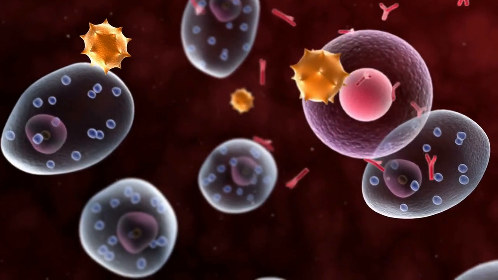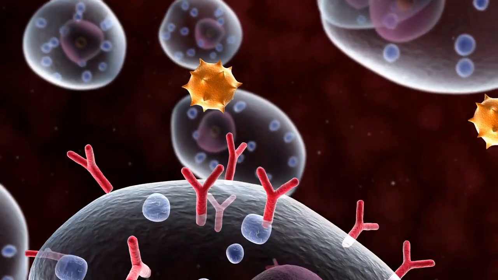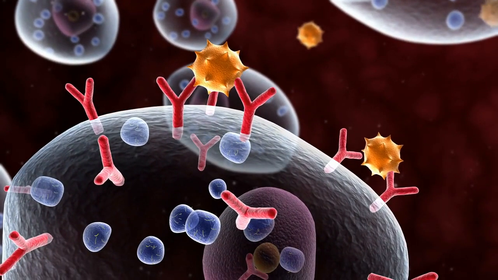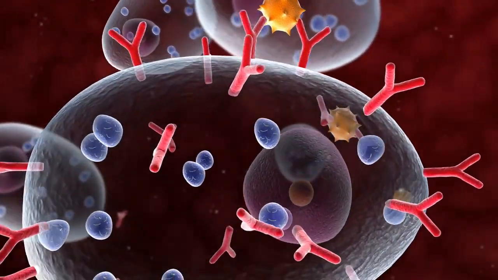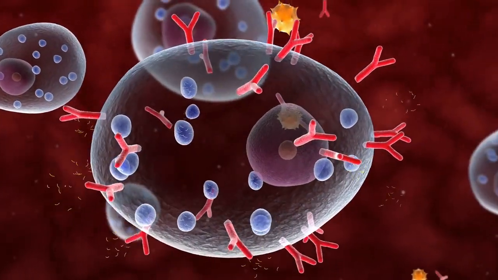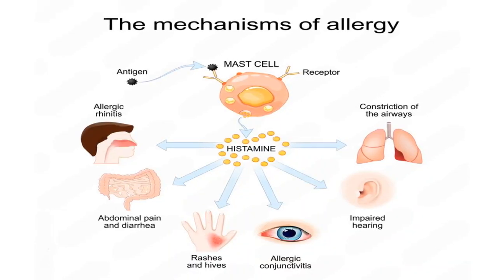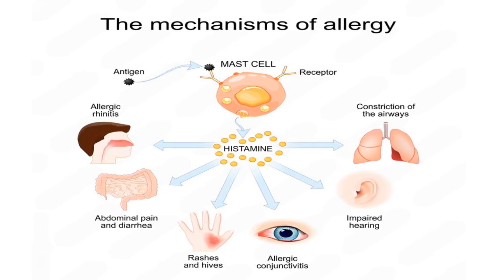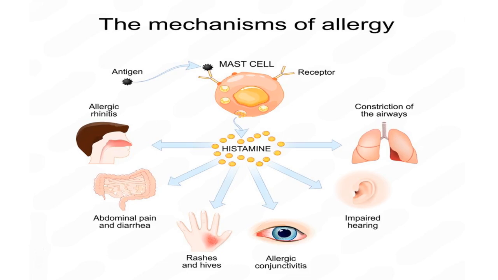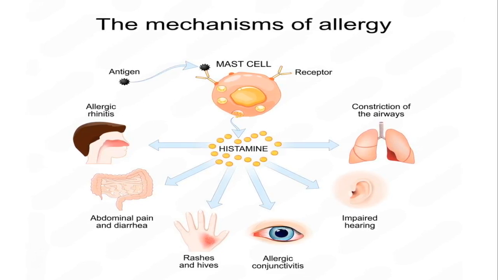Number 7. Allergens. Allergens are substances that provoke an allergic reaction in sensitive individuals. They are typically harmless environmental proteins or molecules, such as pollen, dust mites, pet dander, or certain foods. When inhaled, ingested, or in contact with the skin, allergens can trigger an immune response, leading to symptoms like sneezing, itching, swelling, or more severe reactions like anaphylaxis in susceptible people.